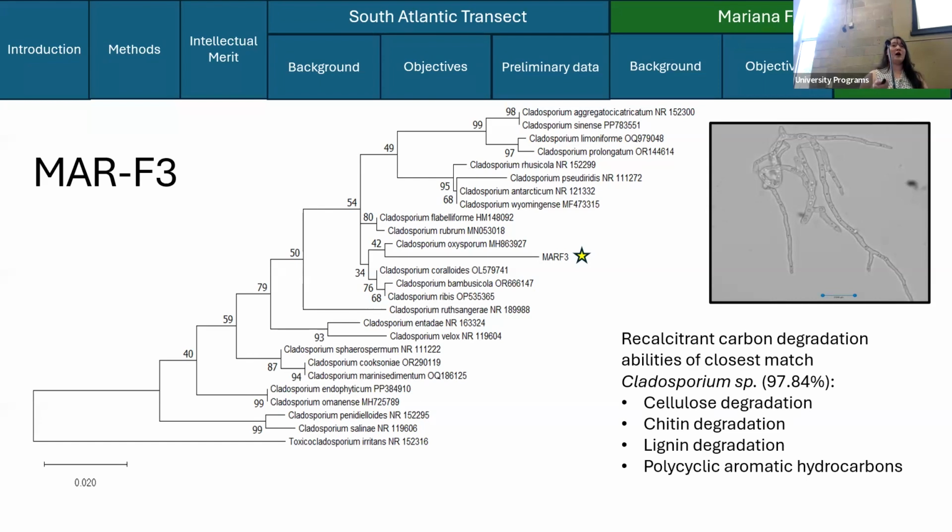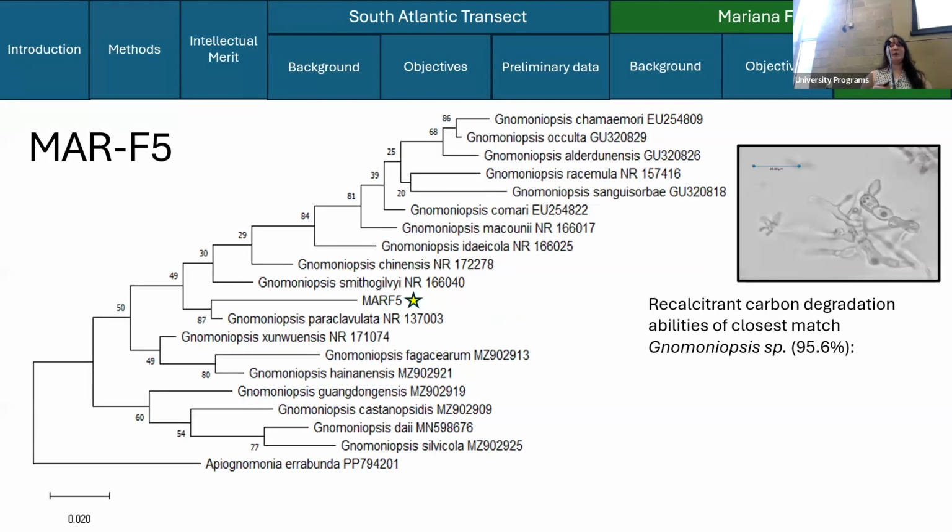And then our third isolate at this site is most closely related to a Pneumoniopeltis, whose closest match was 95%. And this organism in literature has been found to be able to degrade xylans, but also to use polycyclic aromatic hydrocarbons as a sole source of carbon in culture.